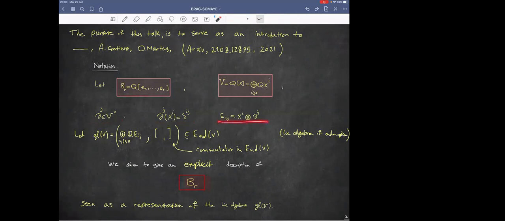Then I consider some endomorphisms of V, which I call the elementary endomorphisms, because if you write the matrices of E_ij with respect to the basis x^i, what you get are the usual elementary matrices, which have all entries 0 but 1 in the position ij. Now I denote with gl(V) the Lie algebra generated by the endomorphisms E_ij. So any element of gl(V) is a finite linear combination of these elementary endomorphisms, and this is a sub-Lie algebra of the endomorphisms of V with respect to the usual commutator.